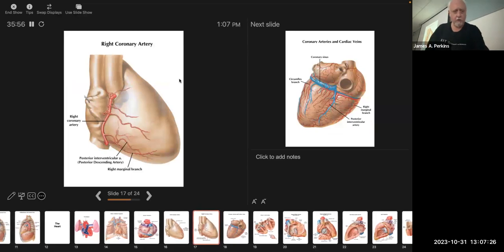The other main coronary artery is the right coronary artery. Once again, you see those little lumps in there, which represent the cusps of the aortic valve. The right coronary artery originates from the aorta, just above the right cusp.